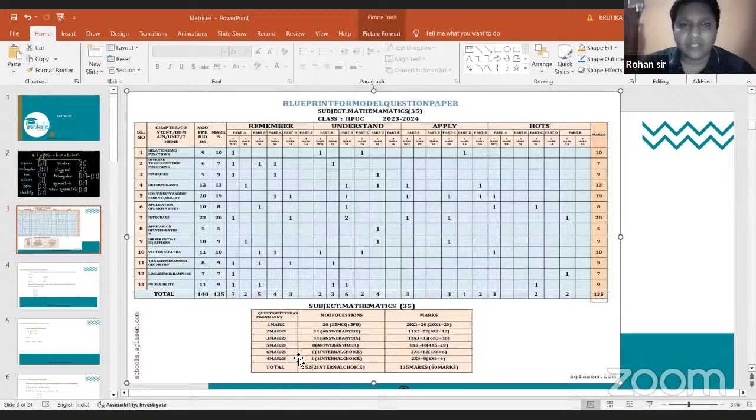Familiar with the midterm portion, midterm paper. So the midterm paper and the final paper will be almost the same. Okay, but in the midterm paper only half the syllabus will be covered in the question paper, and for the final you will have all the 13 chapters. Okay, so we will try to get an idea of the paper.